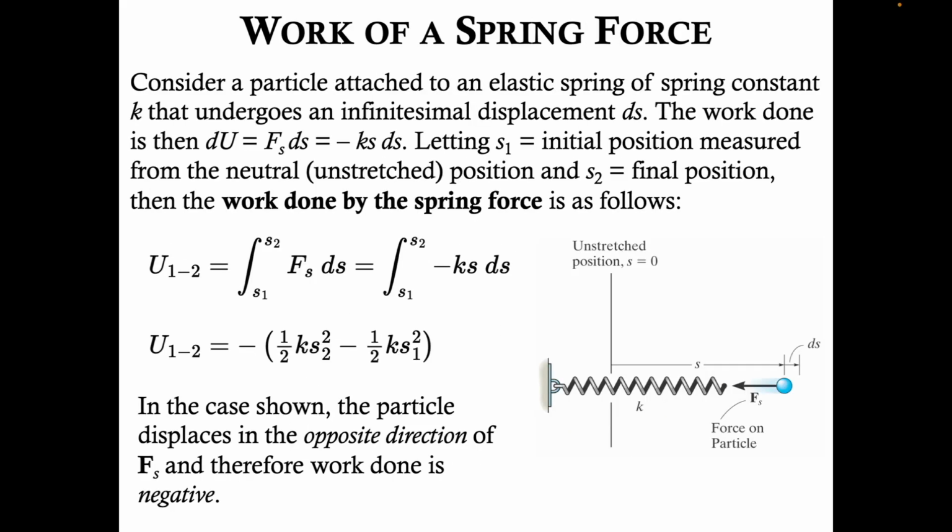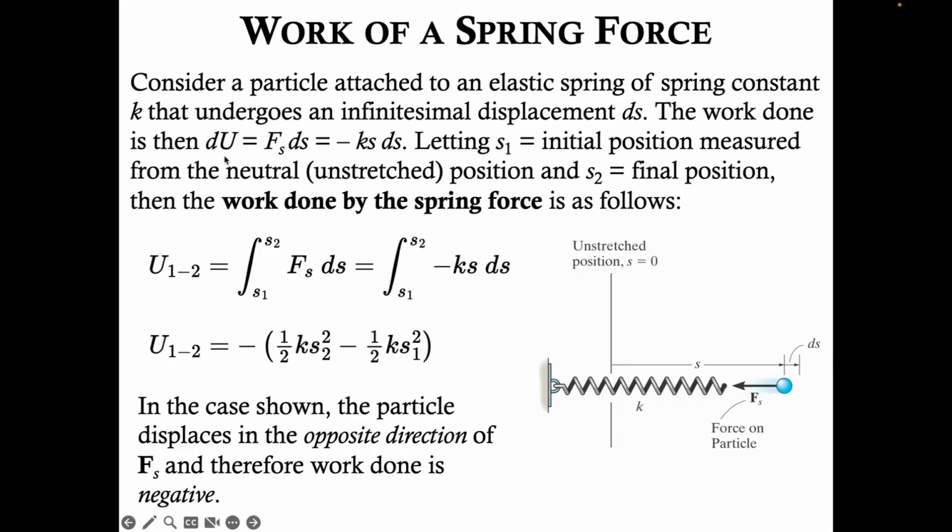Consider a particle attached to an elastic spring of spring constant k that undergoes an infinitesimal displacement ds. So here's the particle attached to this spring that is currently stretched. Here is its unstretched position. The spring has a spring constant or stiffness k. This F sub s is the force acting on the particle. So it's acting to the left because the spring is stretched, so it's trying to pull the particle back to the left. And ds here represents the displacement of the particle and also of the spring.